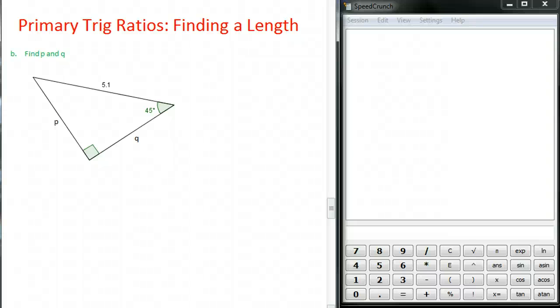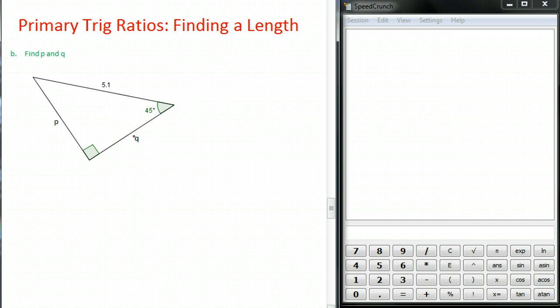Hello, in this video we're going to look at how to find the length of a side of a right angle triangle using our primary trig ratios. And in this specific case we have two sides we need to find. We need to find side P and side Q.